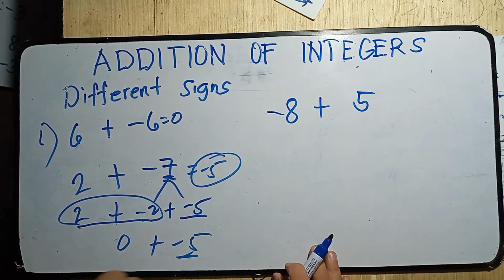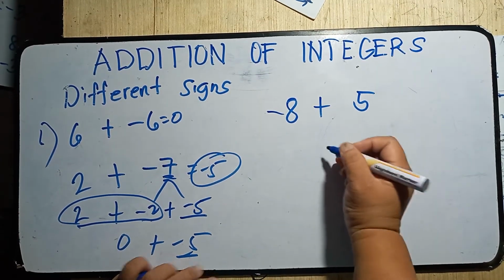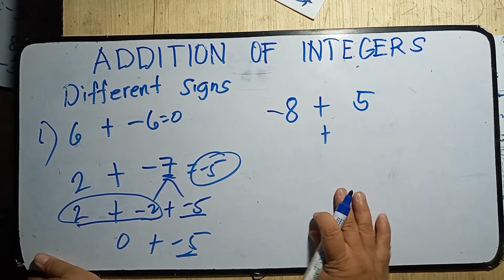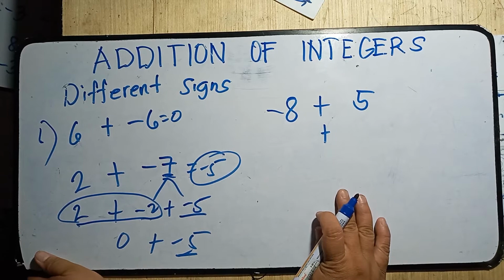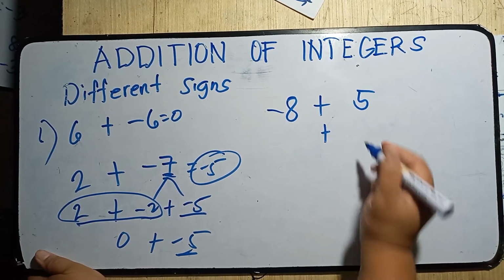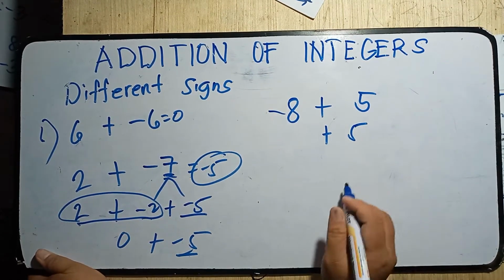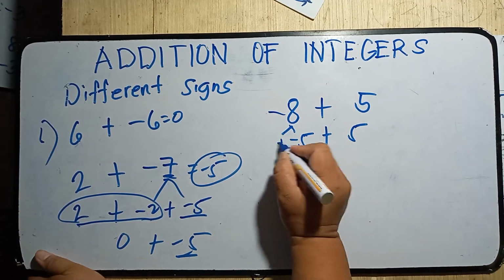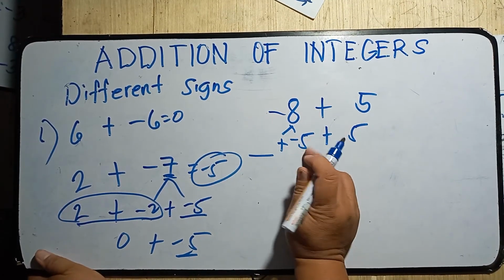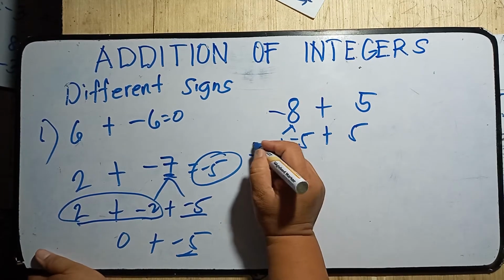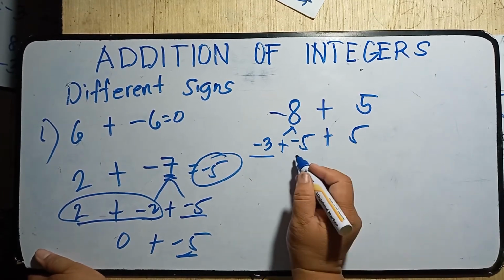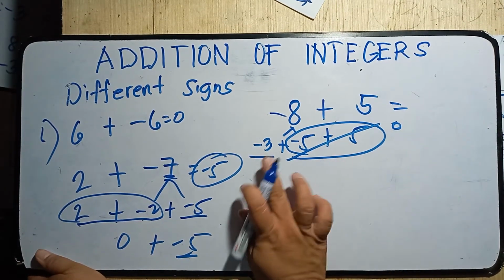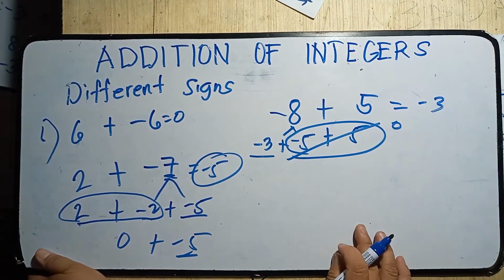Okay, again, negative 8 plus 5. We have here 5. Its opposite is negative 5. What must be added to negative 5 to get negative 8? So, that is negative 3. So, this will become 0. So, what is left is negative 3.